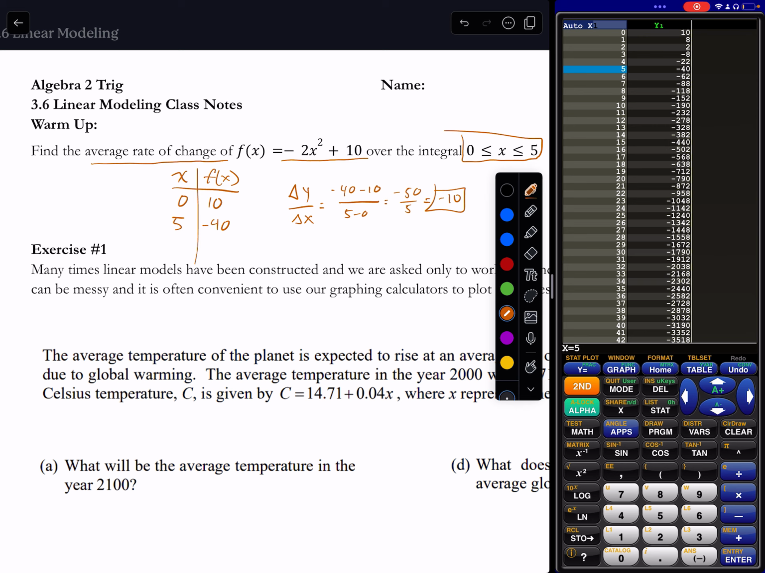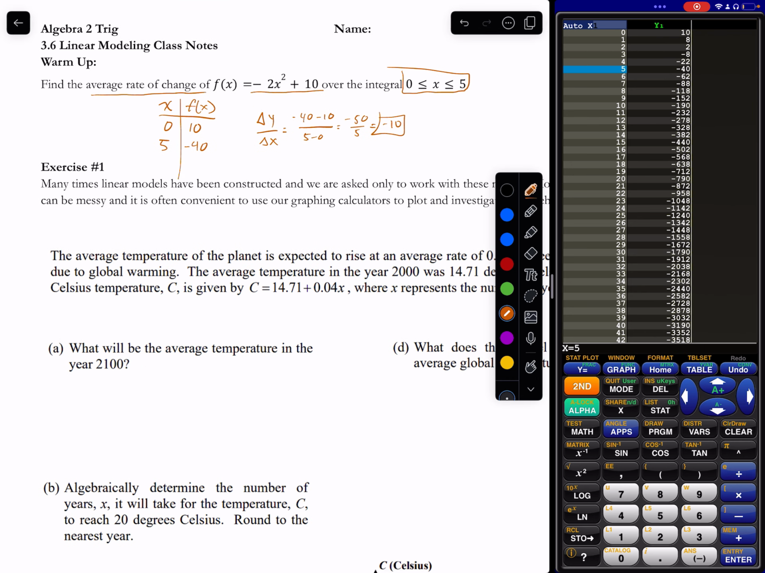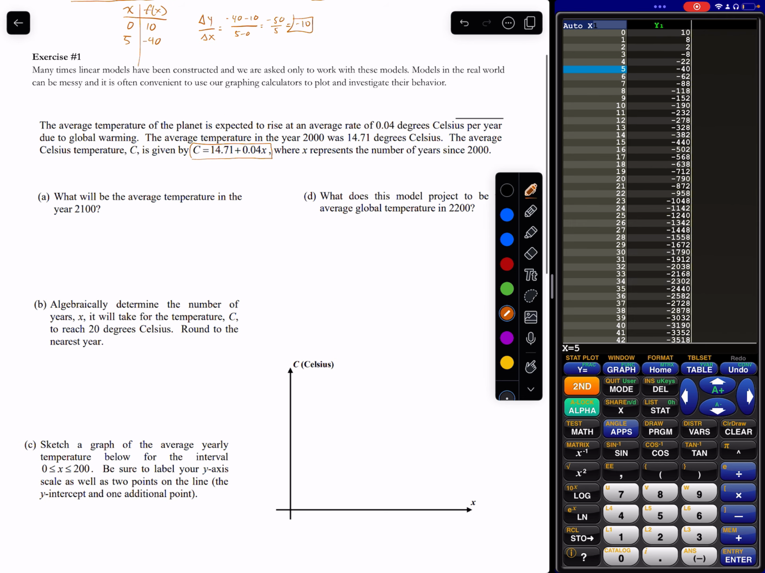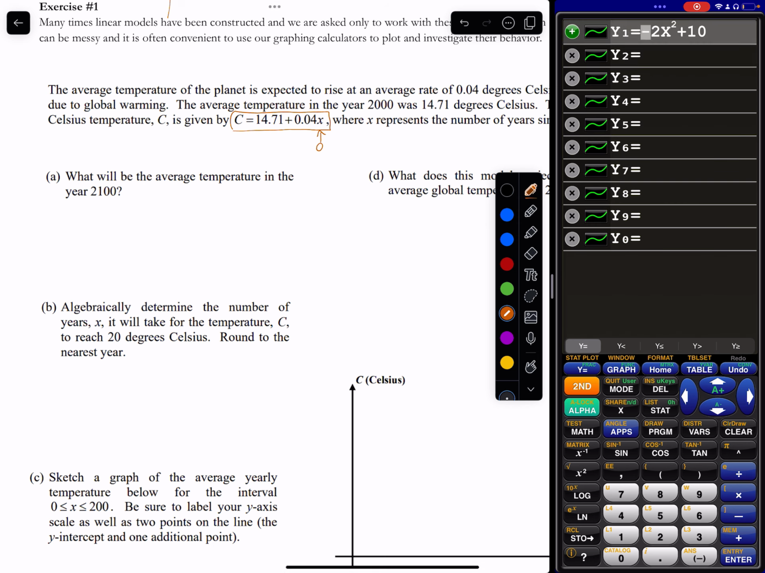Okay, so that's the foundation, that's the baseline of the linear functions. But now let's take a look at some of these models here. The first one we're going to look at is: the average temperature of the planet is expected to rise at an average rate of 0.04 degrees Celsius due to global warming. So this is just a model that was developed where x represents the number of years since the year 2000. So if I substitute in 0, that means the year 2000, and we're starting at a value of 14.71. Let's go ahead and take a look at this in our calculator.